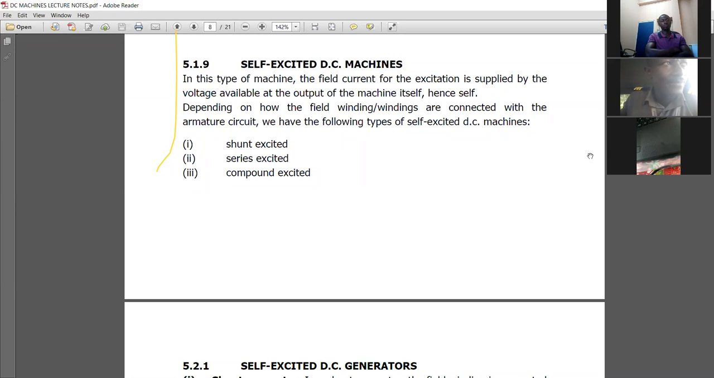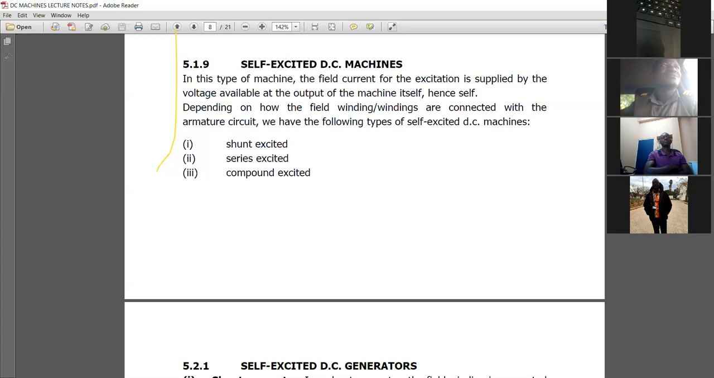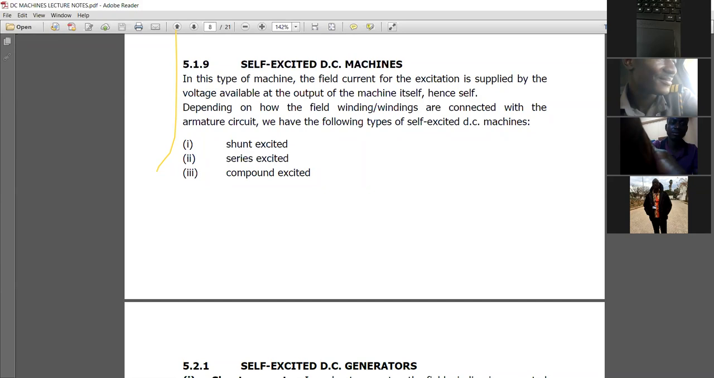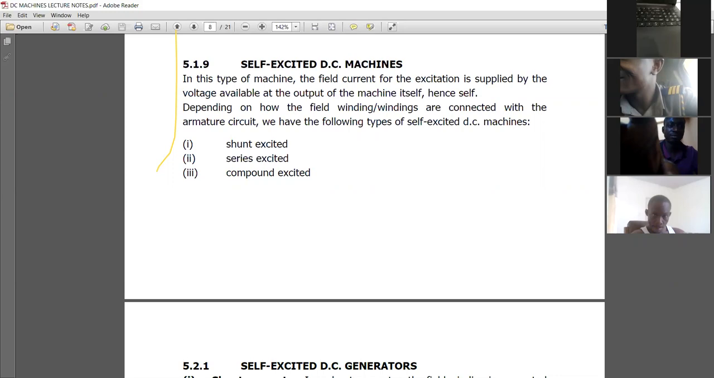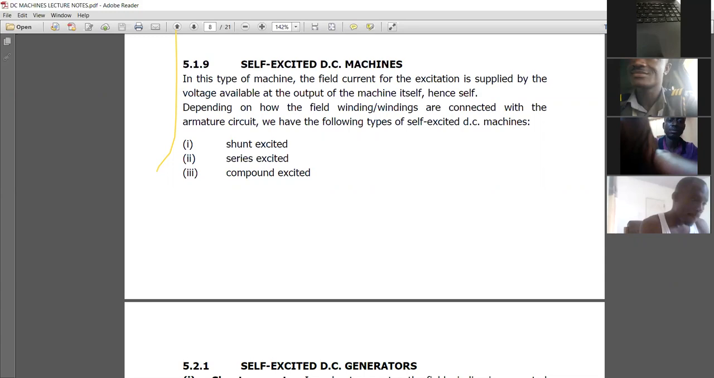One is what? DC machines. An example of a DC machine is what? Example of a DC machine. Yes, the generator. And then another one is what? Motor. Okay. All right. So basically, that is all we are talking about.